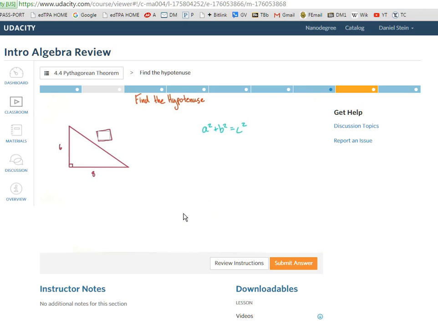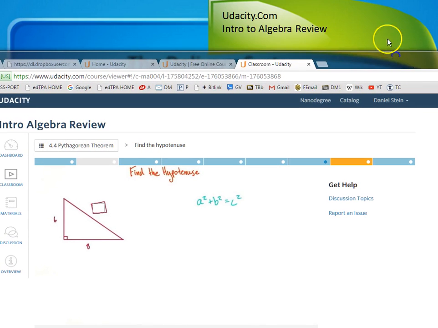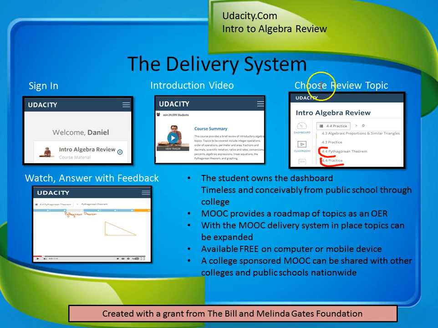Topics can be expanded. And so, if we go back to the Udacity.com layout that I have over here, I do want to remind you that the student owns the dashboard. It's timeless and conceivably can start from public school. The MOOC provides a roadmap of what the child is supposed to learn, I should say student, and it does it as an online educational resource.